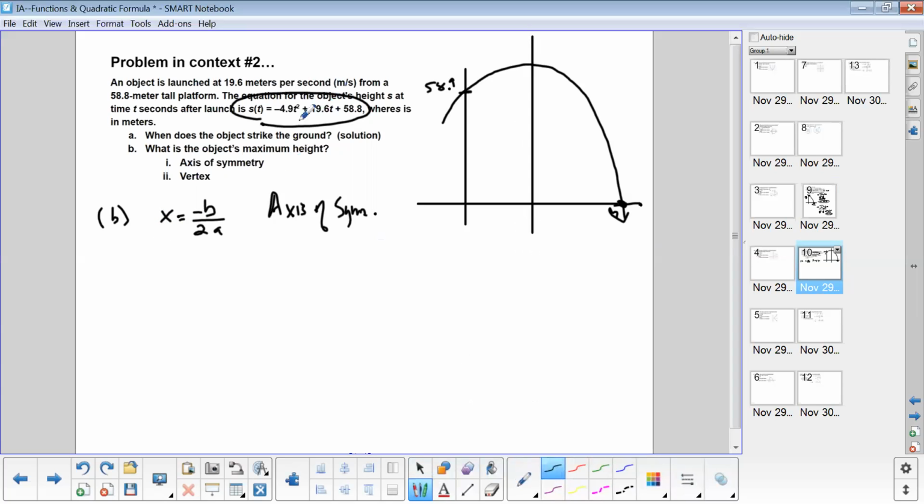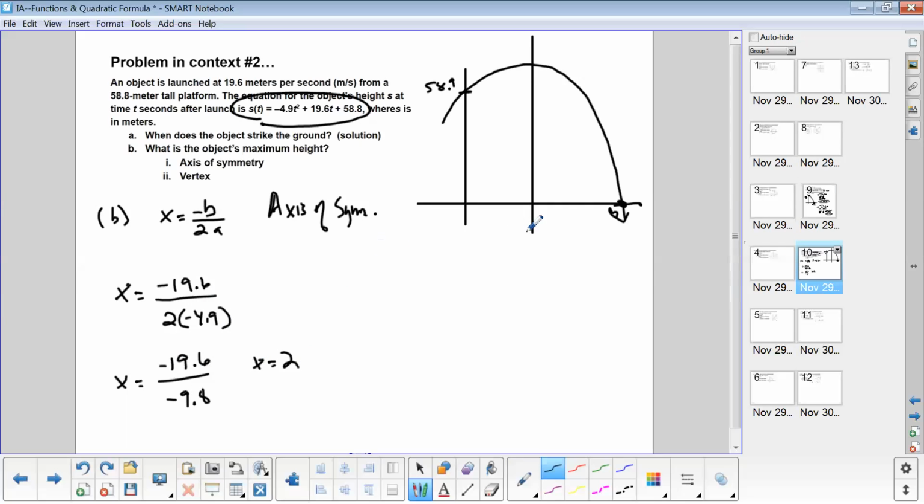Now, what I need is the A, B, and C from the equation. So x equals negative b. Well, b is 19.6. So negative 19.6 divided by 2 times negative 4 and 9/10. So what does that give us? Well, when we take negative 4.9 times 2, we're going to get negative 9.8 in the denominator. And now we want to divide these. And when I divide negative 19.6 divided by negative 9.8, you get x equal 2.